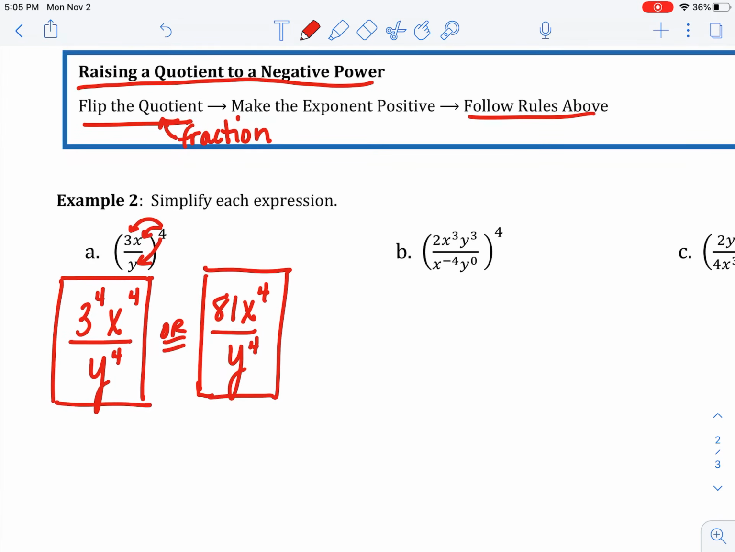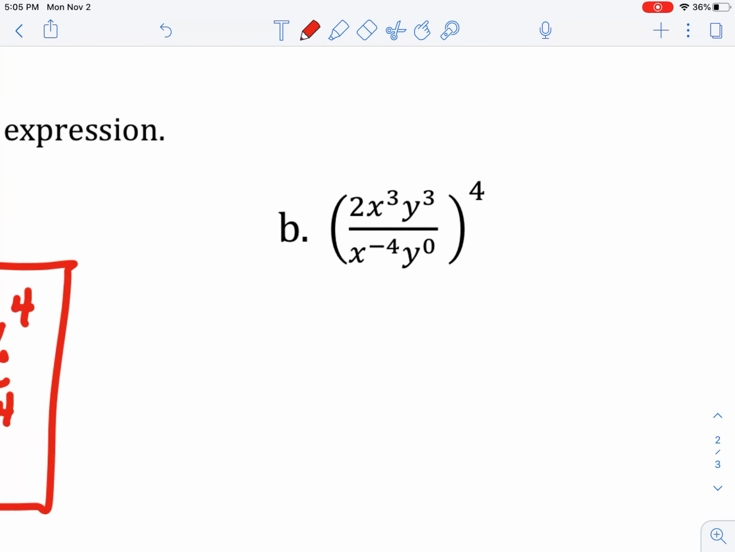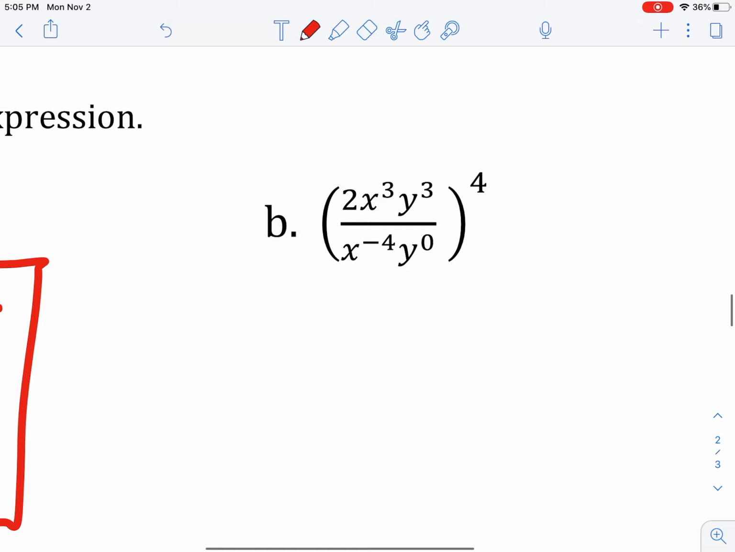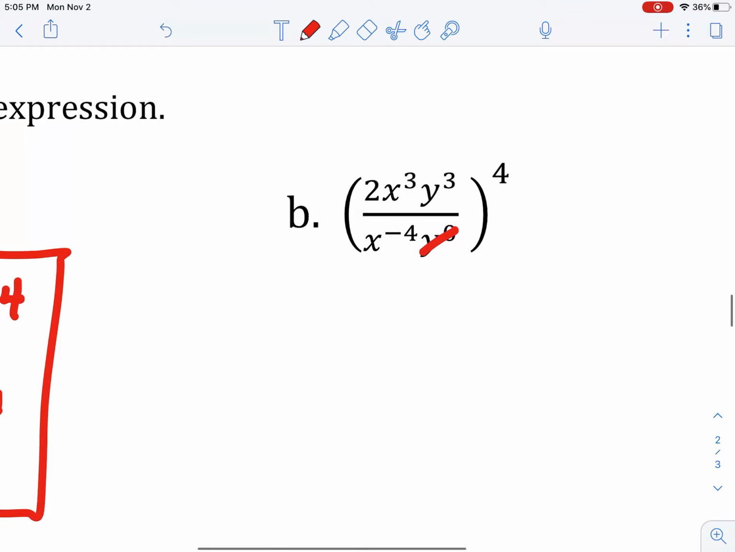Now, when we get to B, we could do that. We could take that 4 and we could distribute to everybody. And hopefully you'd notice y to the 0 power should be canceled, right? Cancel that out. So we could definitely take this 4 and distribute to everybody, and we'd probably get it right. But what I think makes more sense is to simplify inside the parentheses first if possible. So I'm not going to worry about the outside 4 until I simplify inside the parentheses.